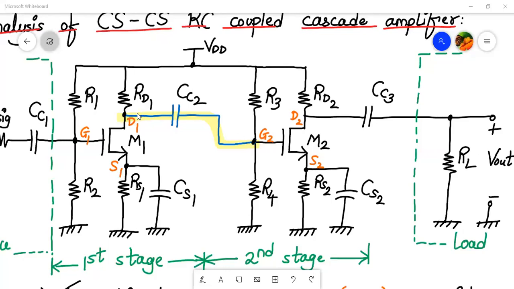Okay. So as I was saying, the drain 1 terminal is directly connected to the gate 2 terminal because capacitor CC2 is acting as a short circuit for this analysis. And from gate 2, we have R3. This node will be connected to the ground as VDD is also grounded, and R4 also will be connected. So that means R3 and R4 will also be connected in parallel, right? So that is the connection between drain 1 and gate 2.